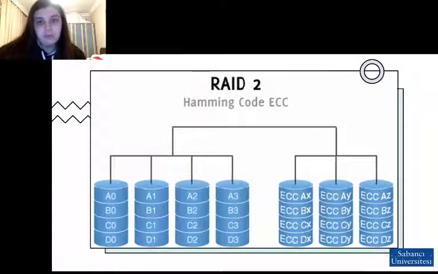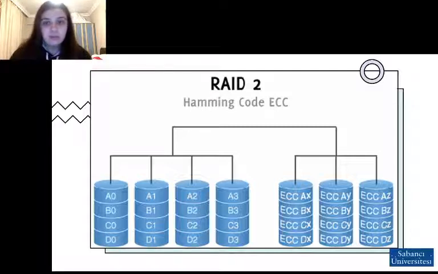In the diagram, we see a byte is divided into 4-bit chunks, and 3 parity bits are added to form a 7-bit word, which is partitioned bit by bit to 7 disks as seen in the diagram. The diagram has 7 disks.